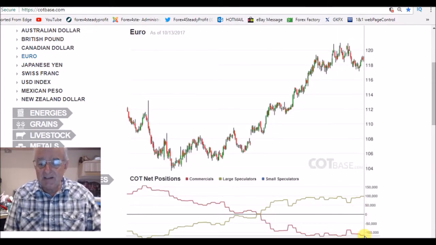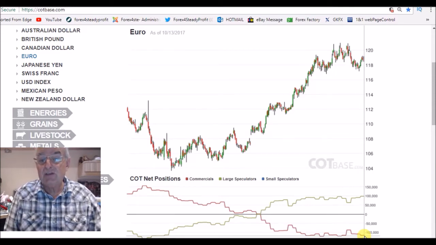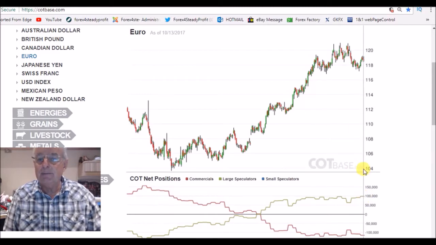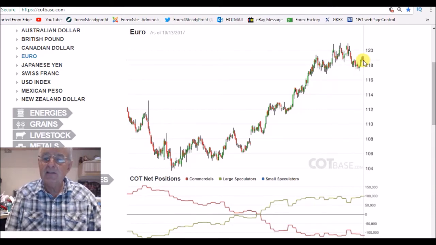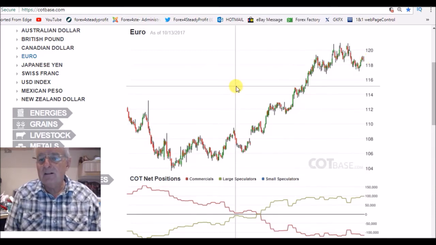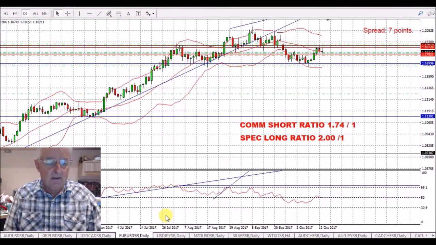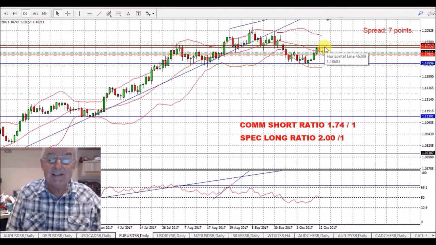The commercials are at a bearish extreme for this pair, and the speculators are at a bullish extreme. We've seen the euro come up a little bit over the last week or so. I believe it's going to go back down. If we have a look at the chart, euro USD, we can see it came back down Thursday, Friday last week. I got knocked out of a few trades, a little bit annoyed about it.